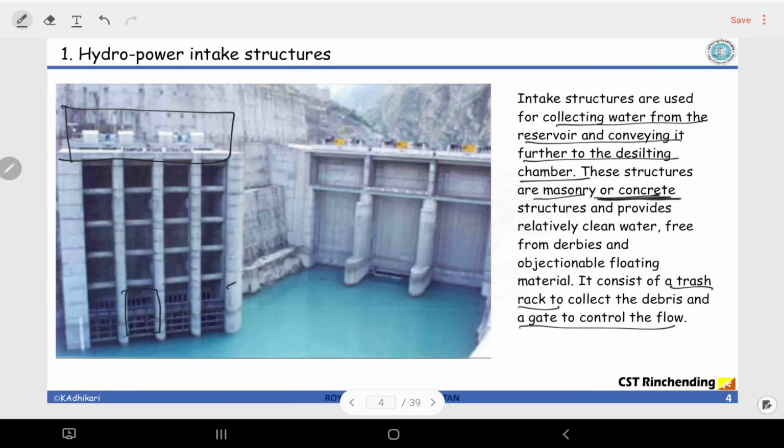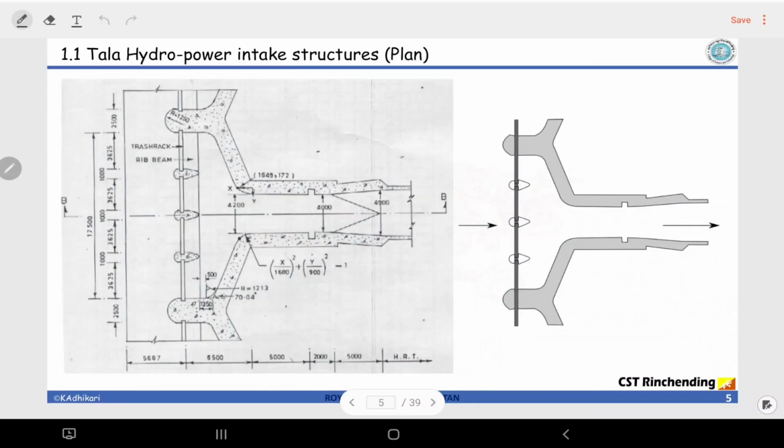So internally, inside this structure that you are seeing right now, there will be a gate, which is controlled through here. This gate will drop down to stop the flow, or it would be raised to let the water flow. So the main components are the trash rack and the gate to control the flow. That is the intake structure, and there are varieties of intake structures. This is one of the types and is mostly used in Bhutan.